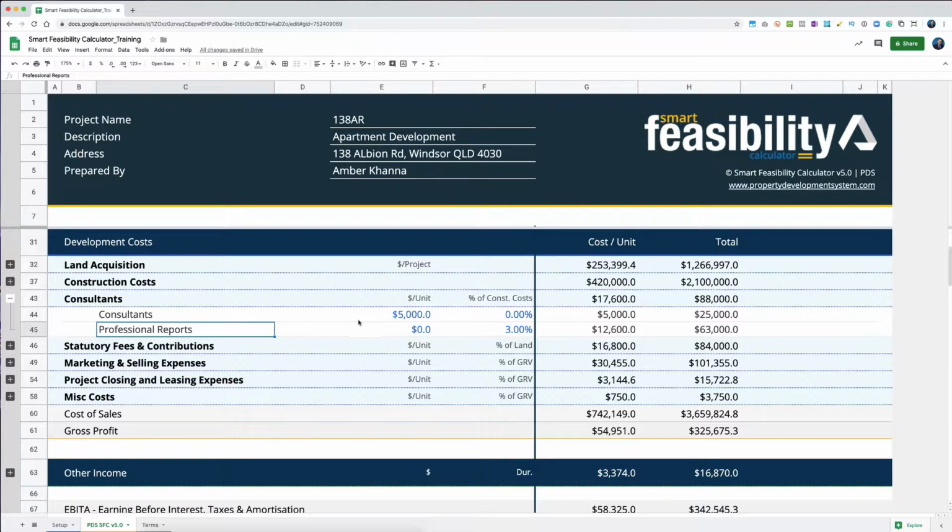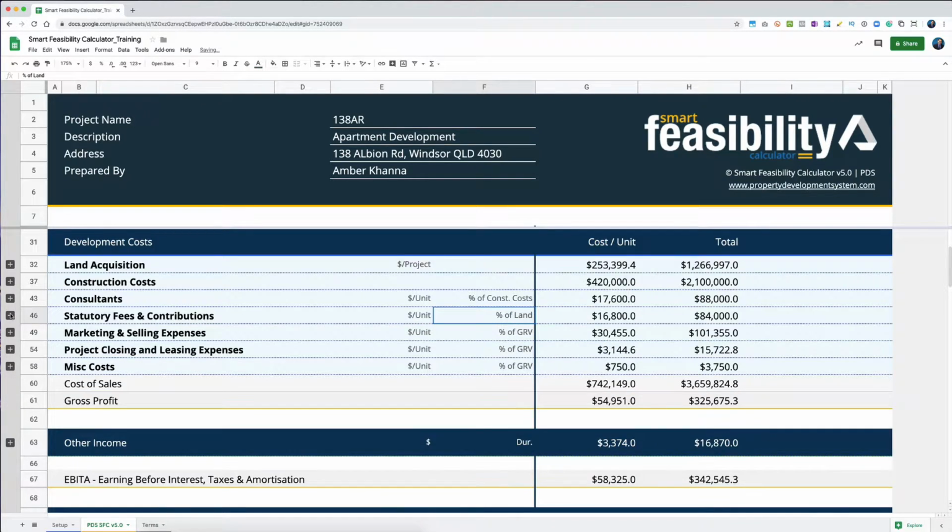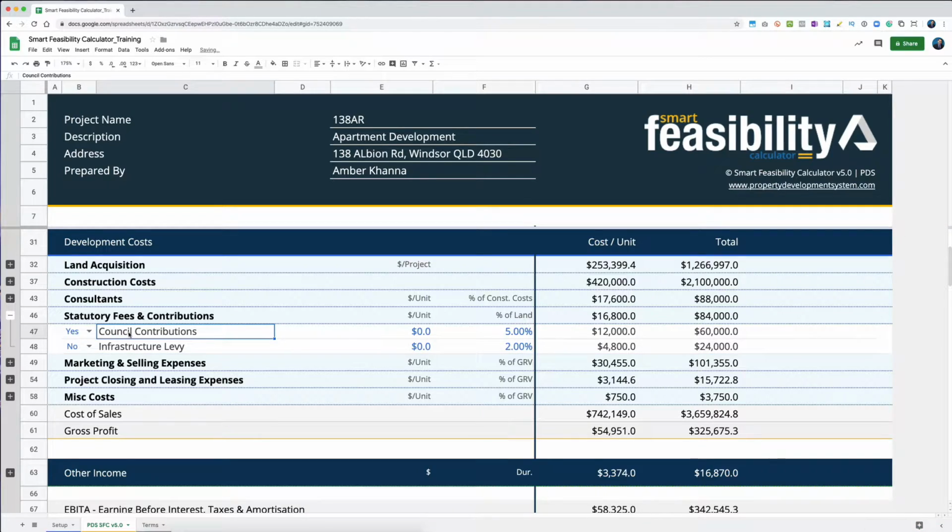Then professional reports that you might need to get. So I've allowed about 3% in there in this scenario, let's say. So I've allowed about $88,000 for the whole project. That will give me the planning drawings as well as the construction-ready drawings or the working drawings that are broken down in detail and so on. So that's our consultants. Let's look at the next section, which is statutory fees and contributions.